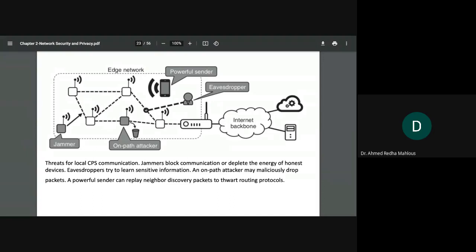Network security and privacy chapter. Last time we looked at the different types of challenges that can face an edge network, and we explained the jammer attack, the jammer threat, the on-path attacker, the eavesdropper, and powerful sender.